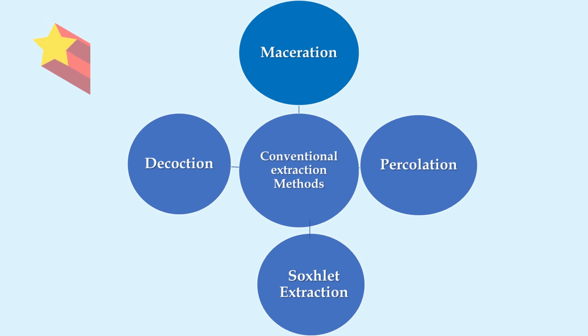And the next one is Soxhlet extraction. So it comes under the reflux extraction. It is more efficient than percolation or maceration and requires less extraction time and less amount of the solvent. But the only disadvantage is it cannot be used for the extraction of thermolabile natural products.